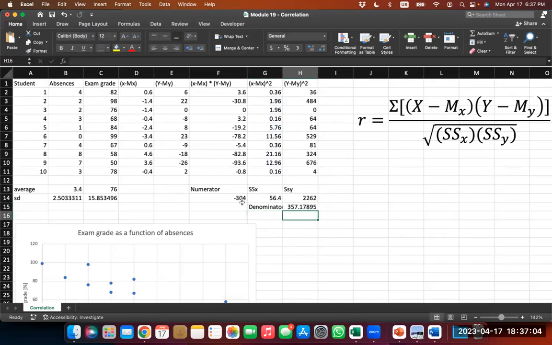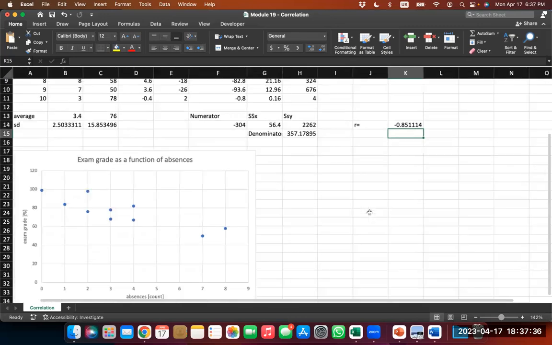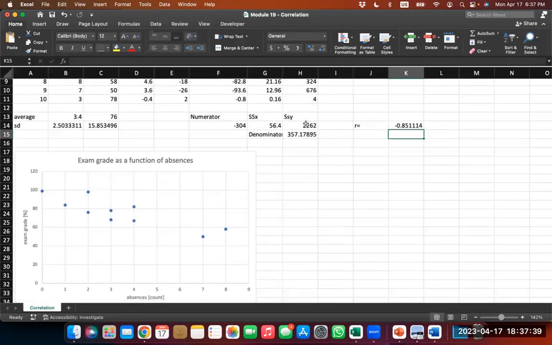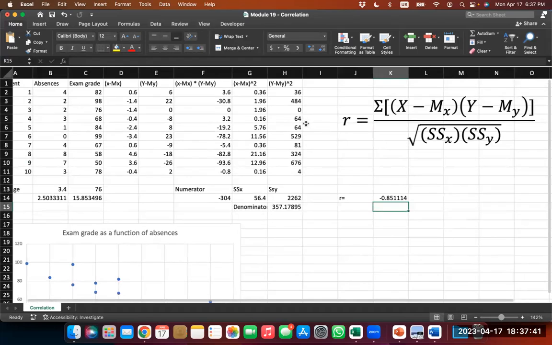So we have now minus 304 in the numerator, so that's this part. We have 357, which is this part. Now we just need to calculate this: equals this divided by this. So we're looking at an R of minus 0.85, which is consistent with the inverse relationship that we expected. As per our convention, it's a large correlation coefficient, which seems quite solid. There's not that much variability.